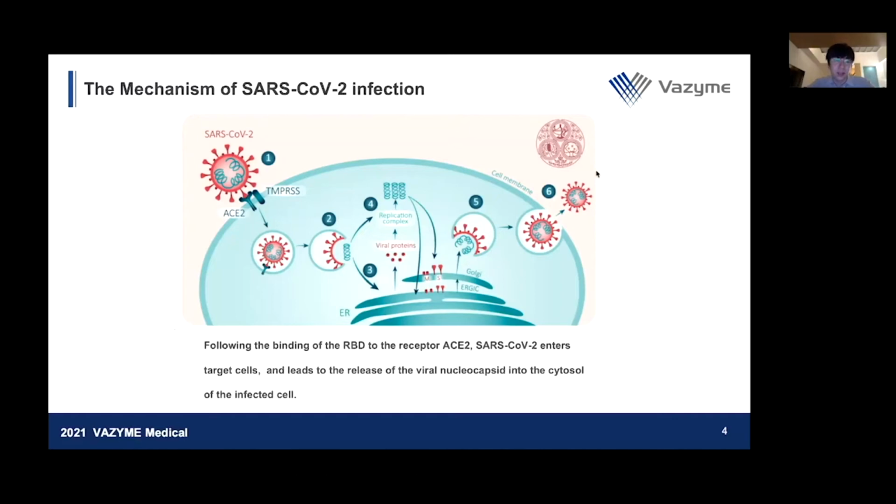Infect the human cells. Following the binding of the RBD to the receptor ACE2, the membrane structure of the SARS-CoV-2 virus will change and fuse together with the target cell, the human cell, and lead to the release of the viral nucleocapsid into the cytosol of the infected cells. And the virus will start to replicate in our cell and get ready to express and explode for the next infection.